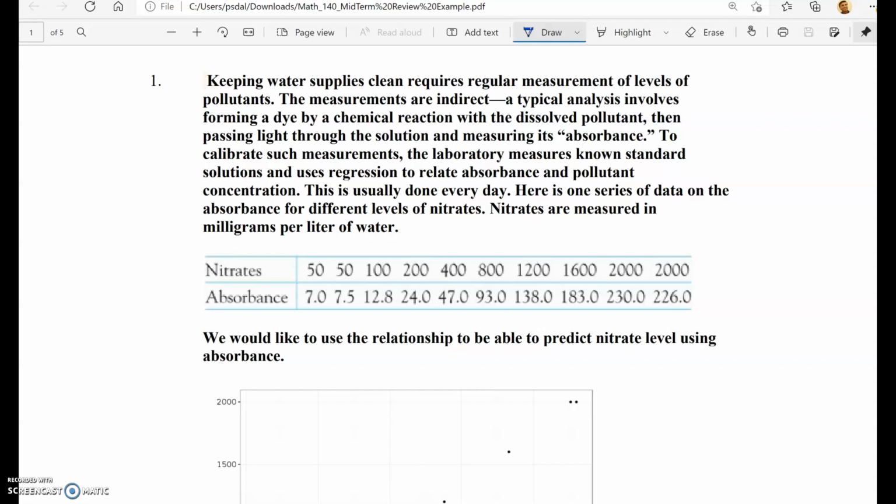We will read the question first. So we have, keeping water supplies clean requires regular measurements of levels of pollutants. The measurements are indirect. A typical analysis involves forming a dye by a chemical reaction with the dissolved pollutant, then passing light through the solution and measuring its absorbance. Okay, so the pollutant here is nitrate.